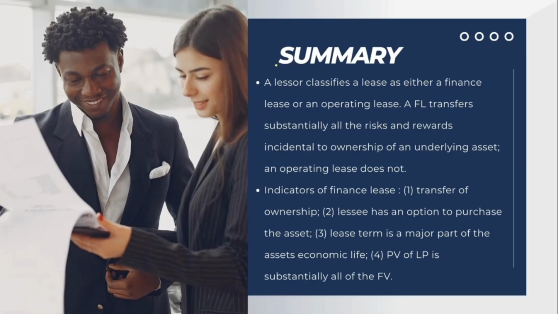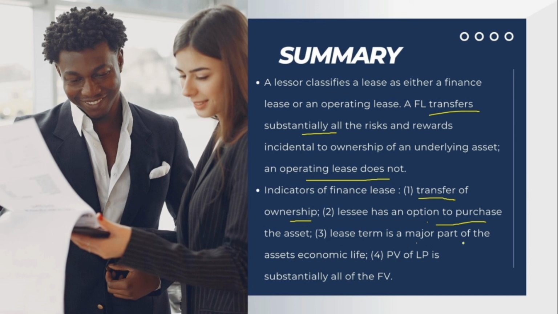For the chapter summary, a lessor classifies a lease either as a finance lease or an operating lease. A finance lease transfers substantially all the risk and rewards incidental to ownership of an underlying asset, while an operating lease does not. When can we say that a lease is a finance lease? Indicators of finance lease. First, there is a transfer of ownership at the end of the lease term. Second, lessee has an option to purchase the asset. Third, lease term is a major part of asset's economic life.